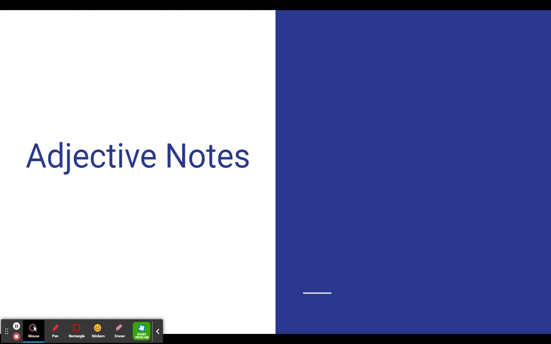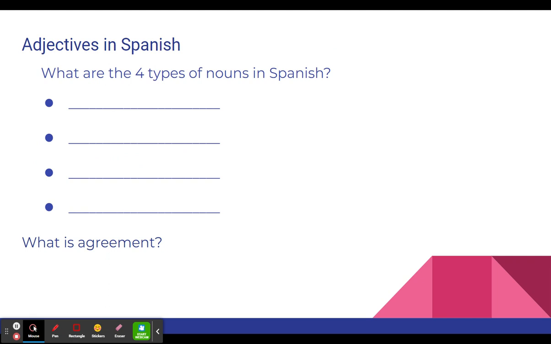Today we're going to learn how to use adjectives in Spanish. When using adjectives in Spanish, we need to first look at the nouns that they are describing because, remember, adjectives describe nouns. There are 4 types of nouns in Spanish.